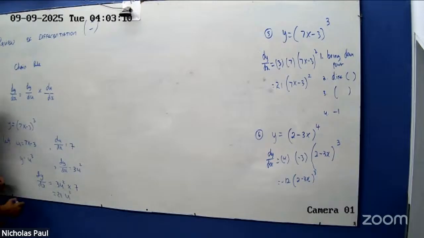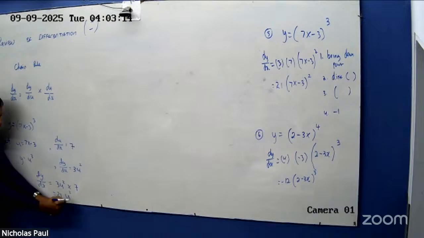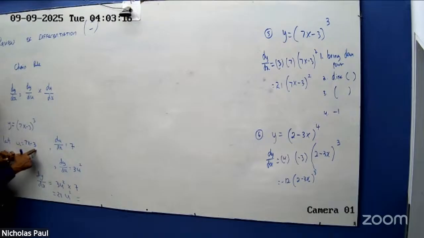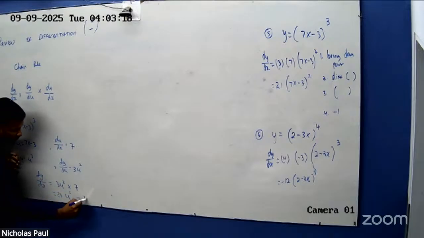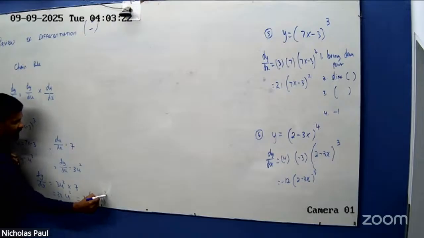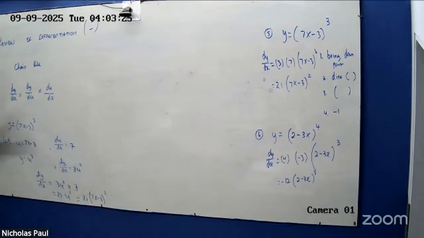But I can't leave it. I can't have dy dx with a u. So I have to rub off u and write back what I had initially. So that is 21 by 7x minus 3 squared. Same answer, but much longer. It's much longer, but if a question says use chain rule, I have to use this.